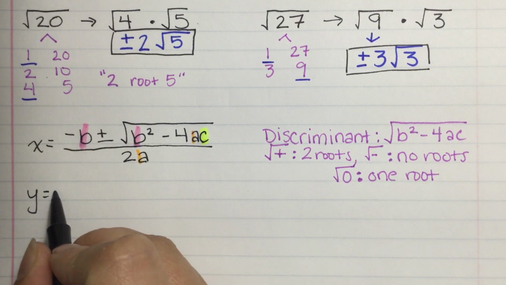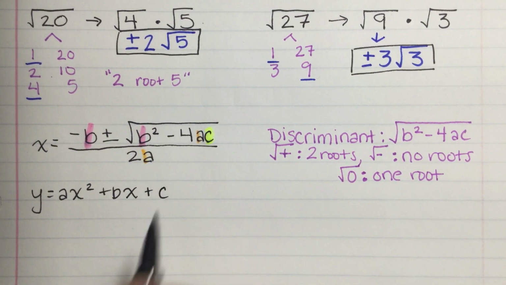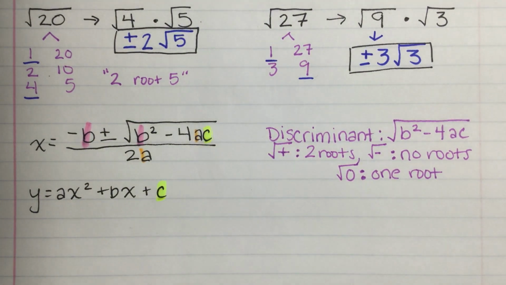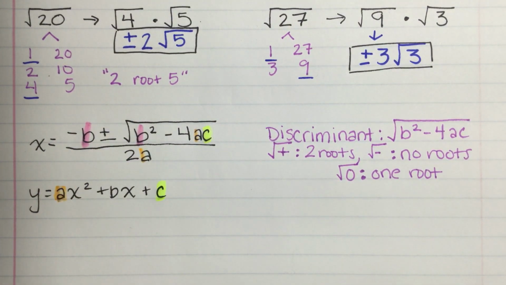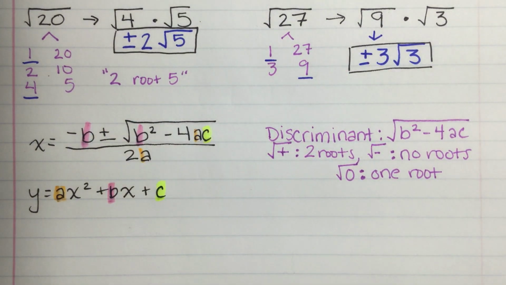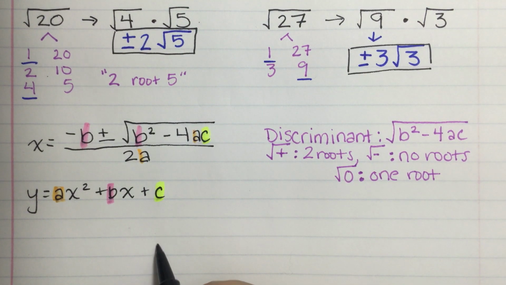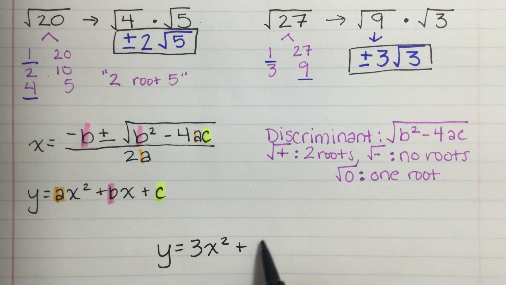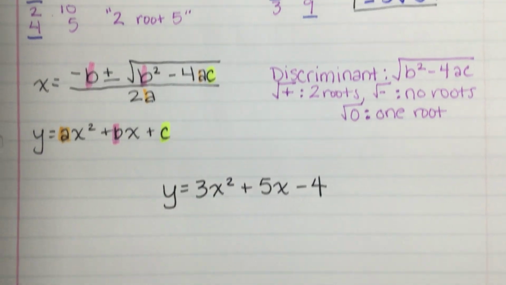So if we had y equals ax squared plus bx plus c, a, c, and b are the same thing. So my c is coming from here, my a is coming from here, and my b is coming from here. So let's try one out. Let's say that I have y equals 3x squared plus 5x minus 4. Okay, so let's say that that's where I'm starting.